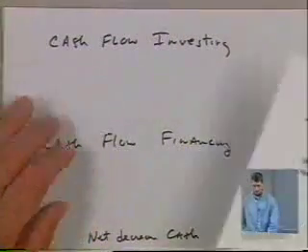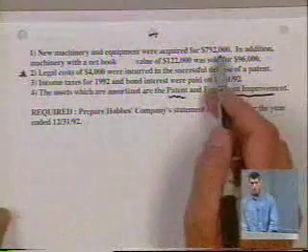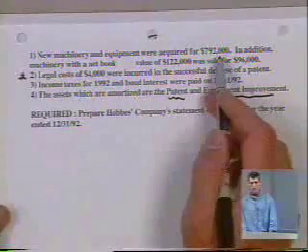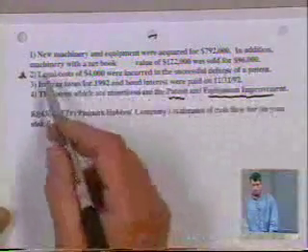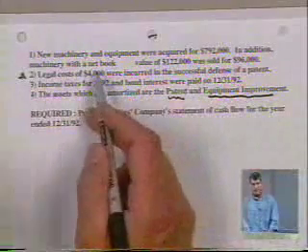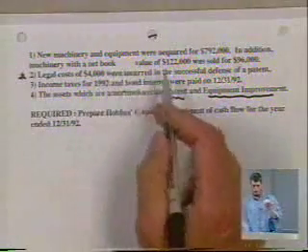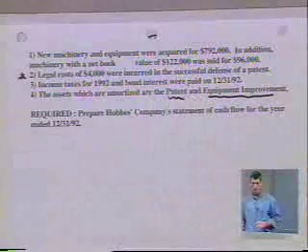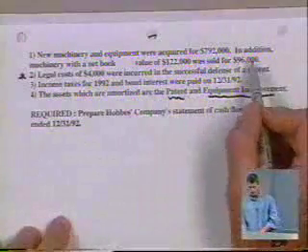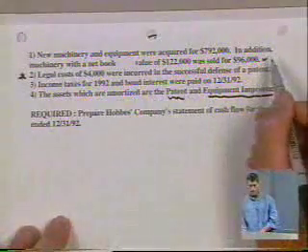And the information on investing was what? Item number 1. New machinery was acquired for $792. So that tells us there's an increase in our equipment. In addition, machinery with a net book value of $122 was sold for $96,000. So that tells us we have $96,000 in cash that came in.